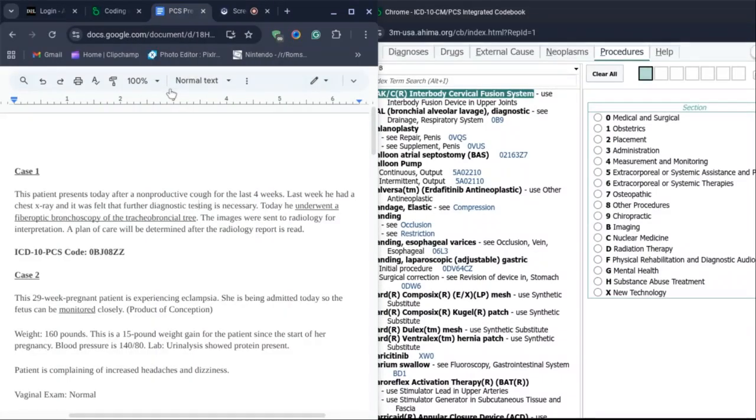This is the ICD-10-PCS presentation coding. So let's go ahead and get started.